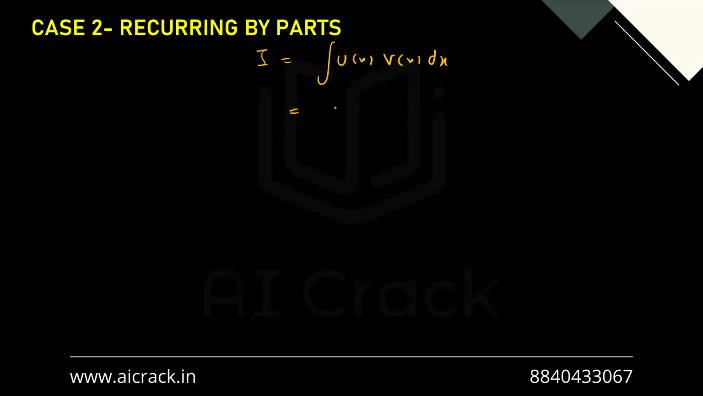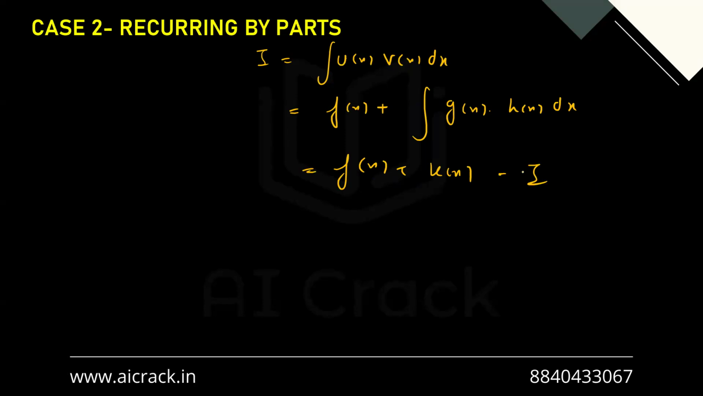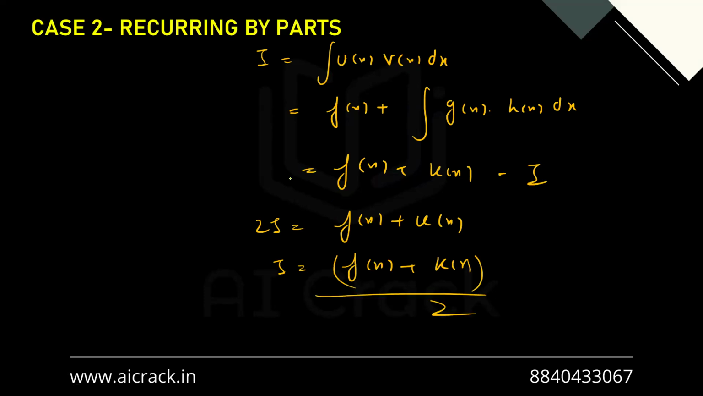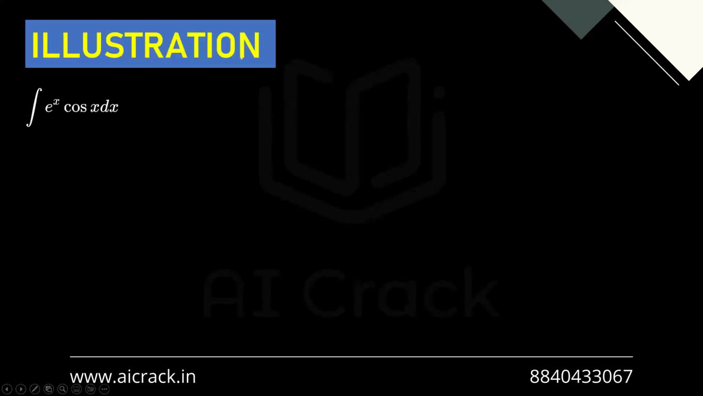So this, let's say, gives us f(x) plus integral, let's say, g(x) dot h(x) dx, right? Now this is again a function which can only be integrated with the help of by parts, right? So if you apply by parts over here, let's say you get f(x) plus, let's say, k(x) and minus I over here, right? This I is being generated once again over here, okay? So what you can do, you can take this I on the left hand side, you'll be getting 2I equals to f(x) plus k(x). I becomes f(x) plus k(x) divided by 2. Okay, so this is what we mean by recurring by parts.